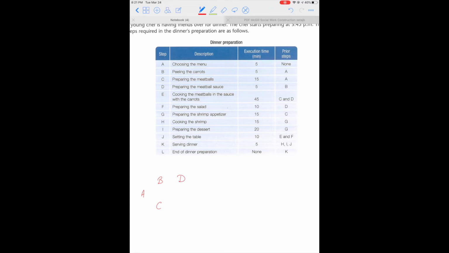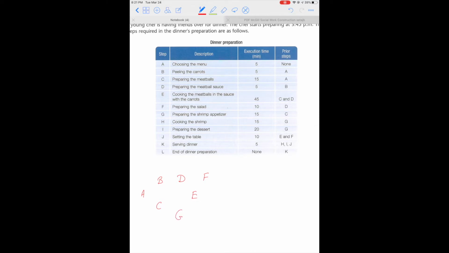E has both C and D as a prior step. I'm going to extend E somewhere beyond the D and beyond the C. The D and the C can get to that. But also F has D as a prior step. So I'm going to put the F maybe over here. G has C as a prior step. So I'm going to put the G down here somewhere after the C, but I'm not going to put it way over here. That would just be weird. So I'm going to put it maybe underneath the D a little bit.